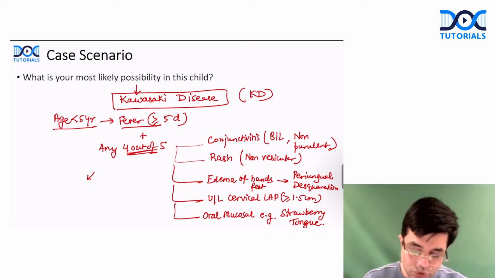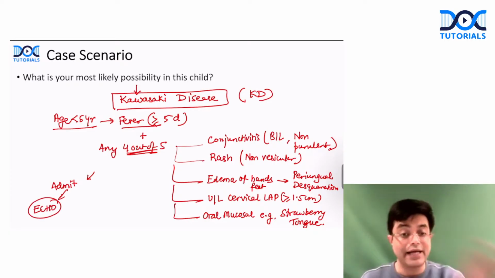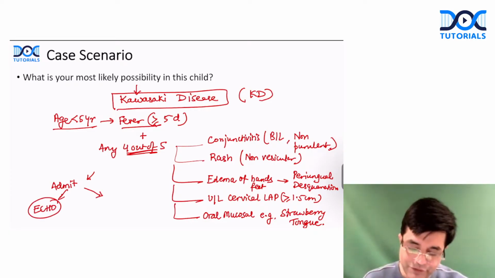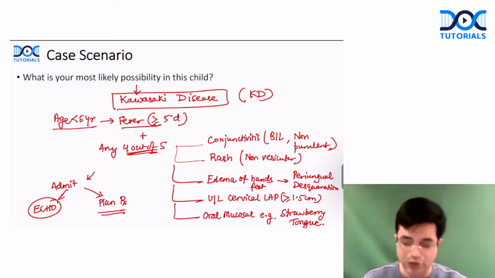So you have to do 2 things. You have to admit the patient. You have to plan echocardiography to look for myocarditis and cardiac aneurysm. And you have to plan therapy in the patient. So what is the therapy that you are going to plan?